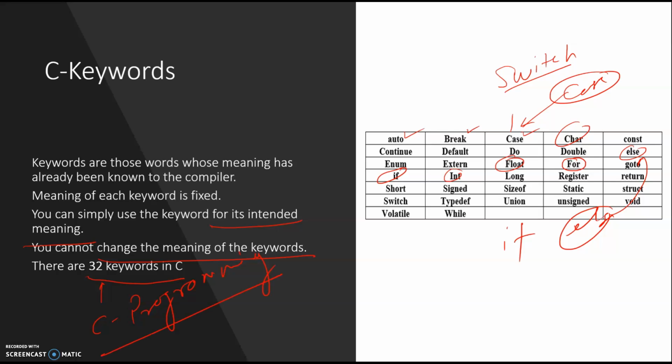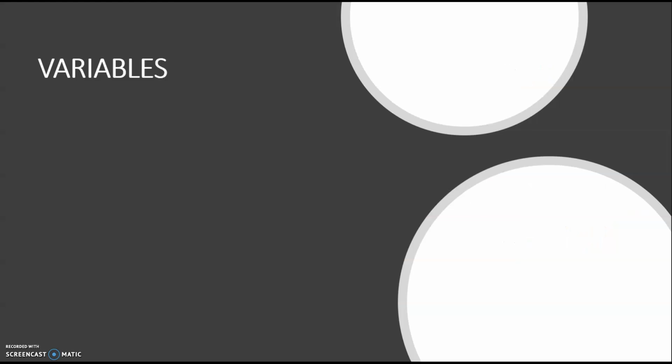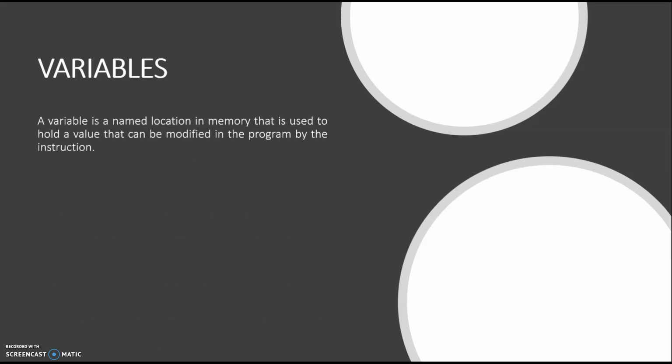Now next we will see variables and how to use a variable, that is, the syntax for using variables in the C programming language. So here you can see what a variable is. A variable is a named location.